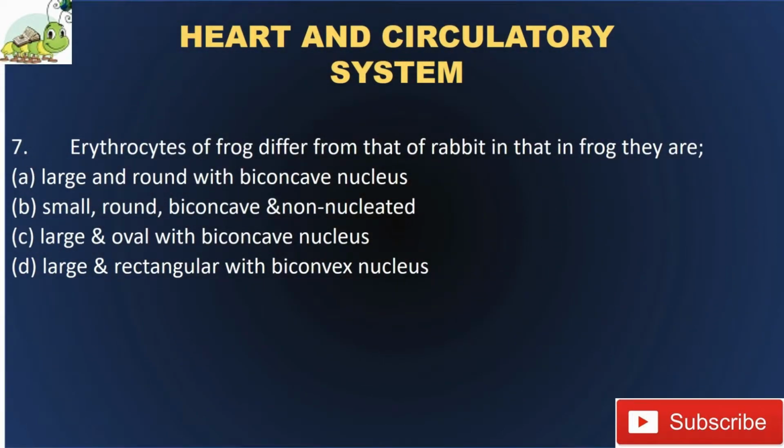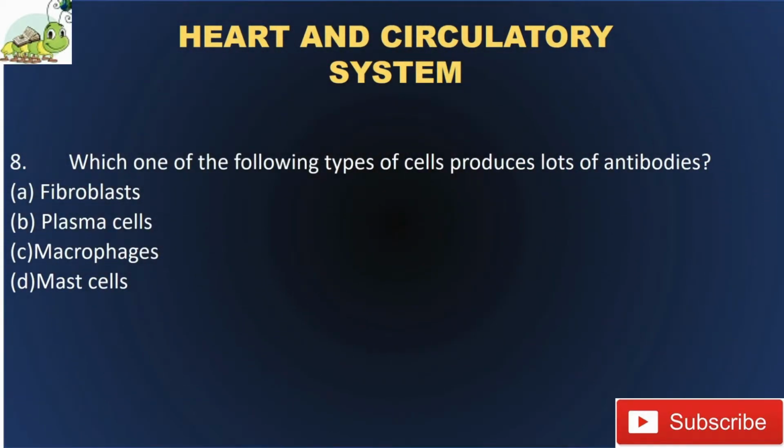Question number 6. The colloid osmotic pressure of blood is mainly due to the globulin, albumin, fibrinogen, none of the above. Question number 7. Erythrocytes of frog differ from that of rabbit in that in frog they are large and round with biconcave nucleus, small round biconcave and non-nucleated, large and oval with biconcave nucleus, large and rectangular with biconcave nucleus. Question number 8. Which one of the following types of cells produces lots of antibodies? Fibroblasts, plasma cells, macrophages, mast cells.